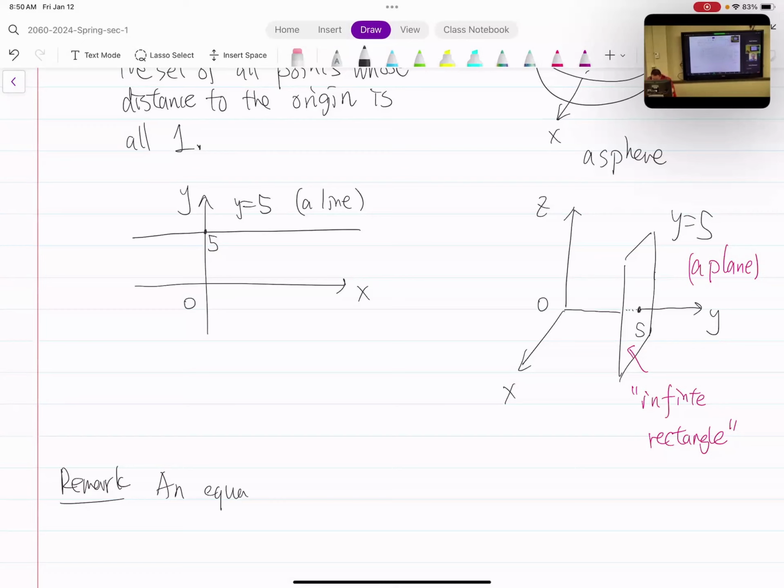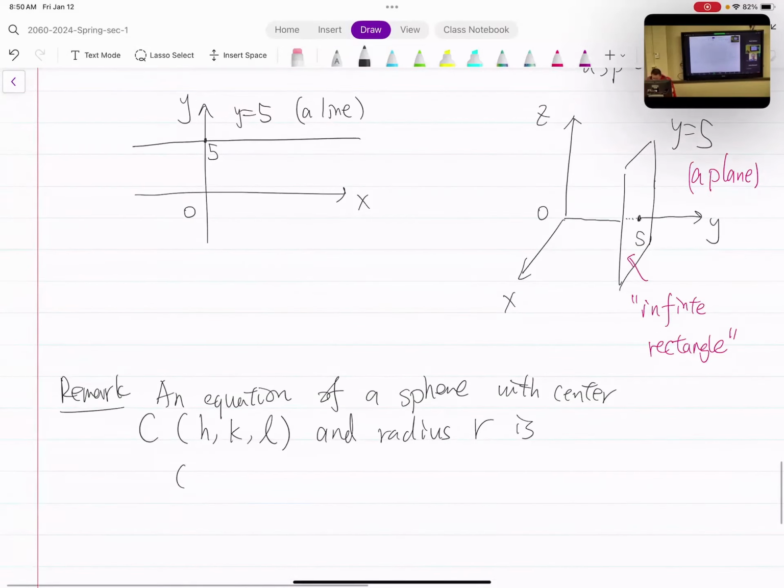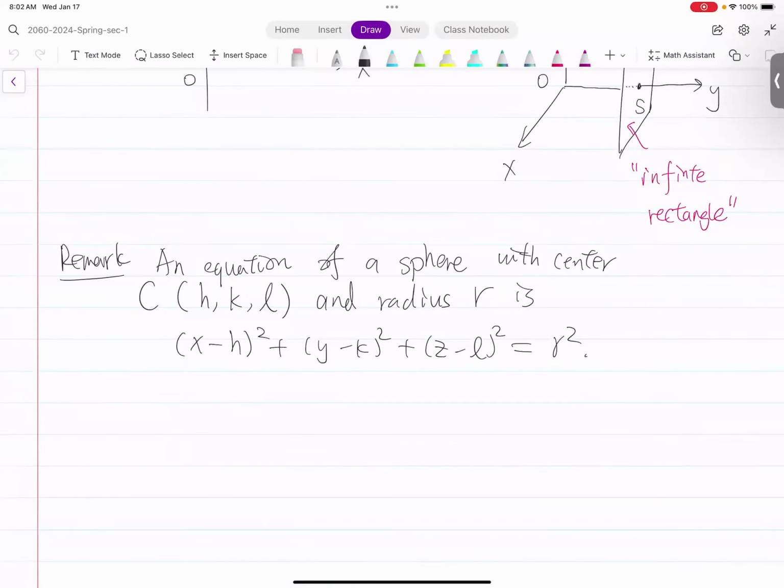Before I let you guys go, the final remark. An equation of a sphere with center, let's say capital C, with coordinates h, k, and l, and radius little r is the following. Basically, just following the distance equation: (x minus h) squared plus (y minus k) squared plus (z minus l) squared is going to be r squared. Okay. Right.